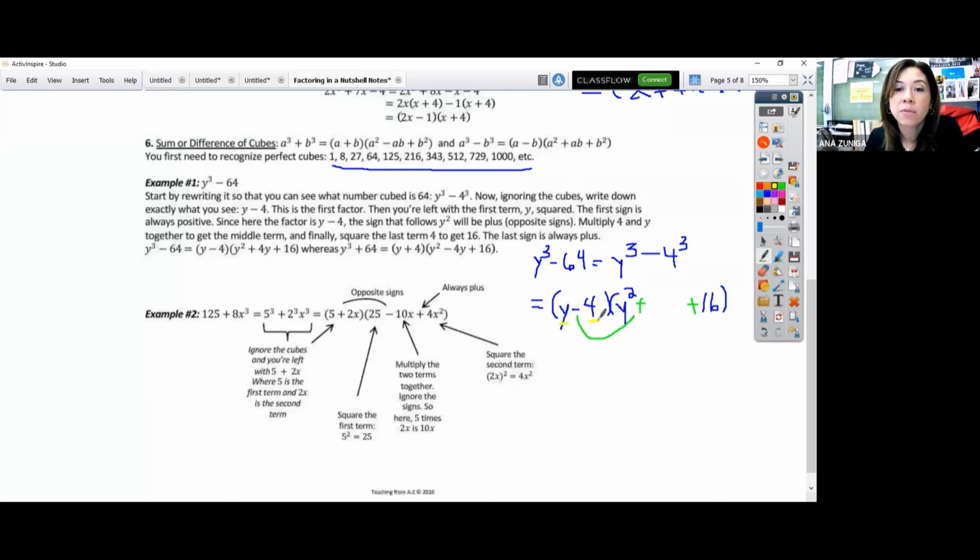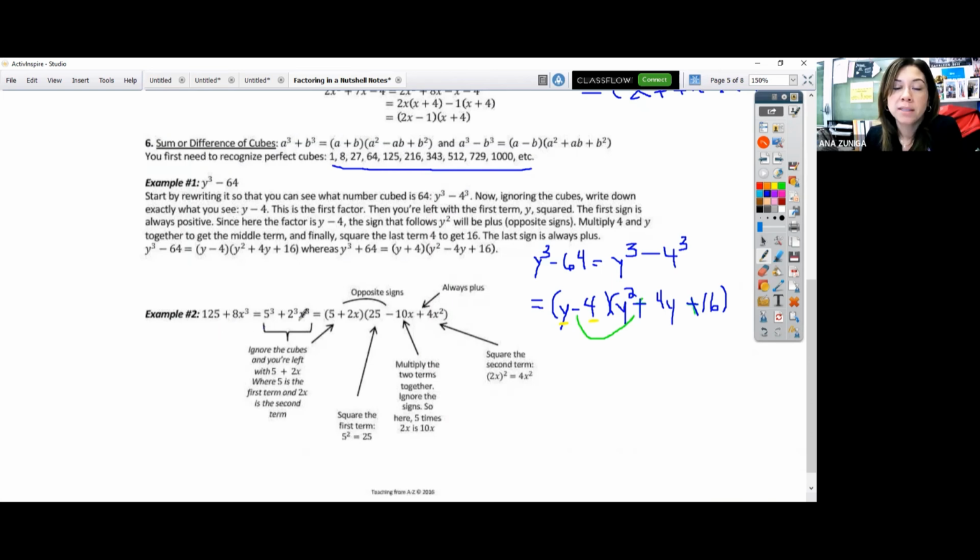Y times 4, which is 4y. So the middle is 4y. So the answer to factor this is going to be y minus 4 times y squared plus 4y plus 16. This is actually pretty cool. I know that you guys don't like learning things like this because you're like, oh my gosh, it's so much to remember. Somebody had to realize that this actually works and prove that it works, no matter what type of sum and difference of cubes you have to do. So think about it. It's pretty cool.